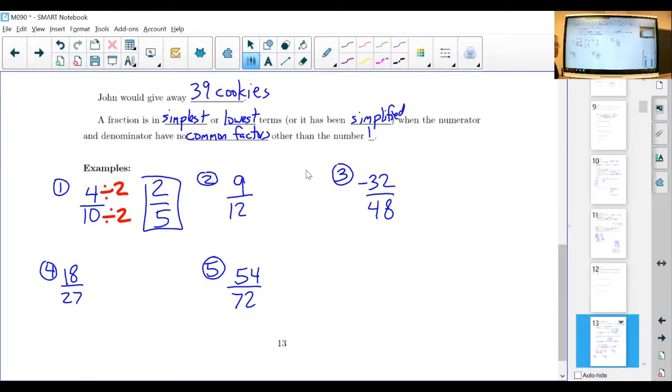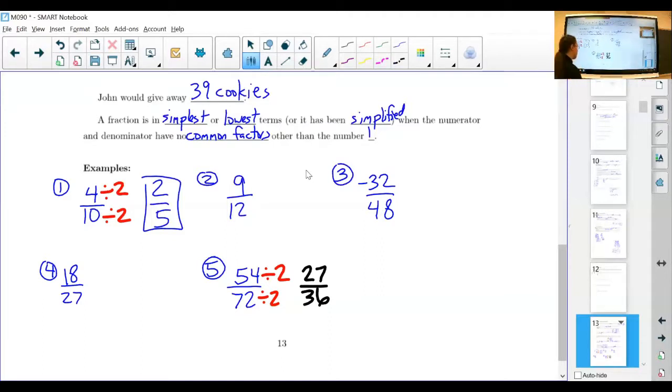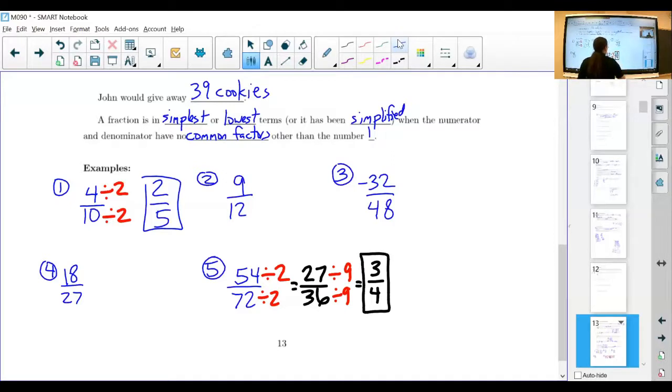Now 54 over 72, you might not be sure what goes into both of them. You can do this a few different ways. Maybe I say, well, I know 2 goes in. Let's simplify by 2 and then see if we have something that we're more comfortable with. 27 over 36. And now I look at those and I say, oh wait, those are both multiples of 9. Okay. Divide by 9, top and bottom. And I get 3 fourths. 3 and 4 are relatively prime. They have no common factors other than 1. We call that relatively prime. So we're done right there.